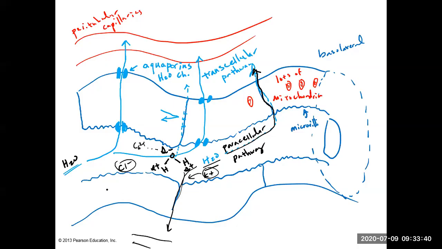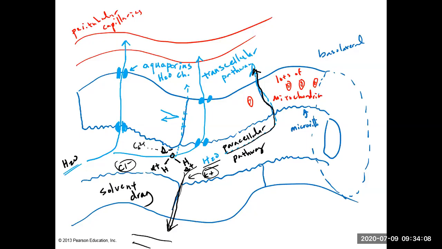This term is called solvent drag. So the water, as it's going between the cells, is dragging the solutes with it. Solvent drag is dragging the various ions with it, and some urea as well.